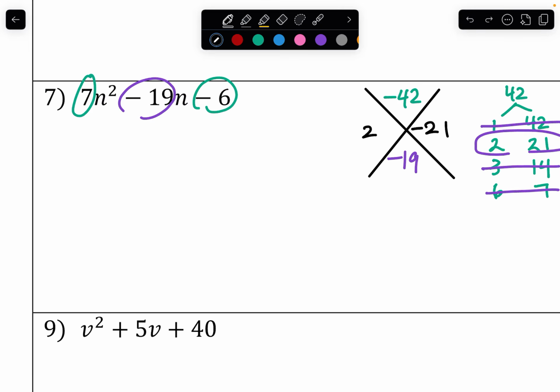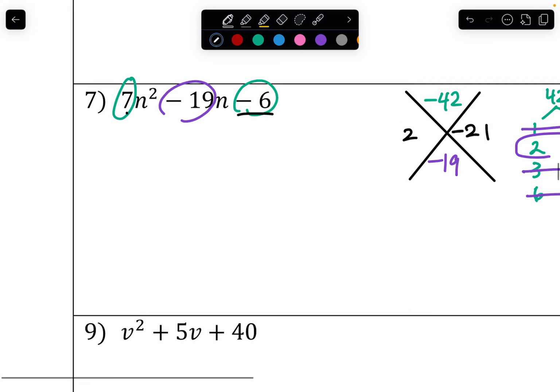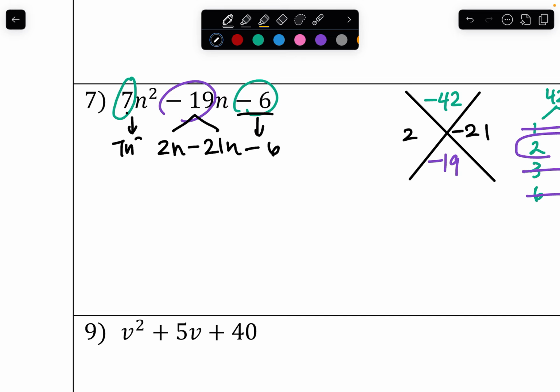Now notice you can't just jump to writing n plus 2, n minus 21 here, because if I were to multiply all this back out using the box, I would get n squared, not 7n squared. And my last term would be negative 42, not negative 6. And so just be careful. Don't jump to the factors unless a is 1. Here a is 7. So what you do with those magic numbers is you split the middle. Instead of negative 19n, I have 2n minus 21n. Bring down your minus 6. Bring down your 7n squared.